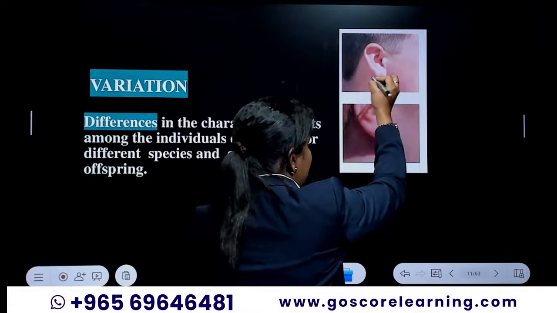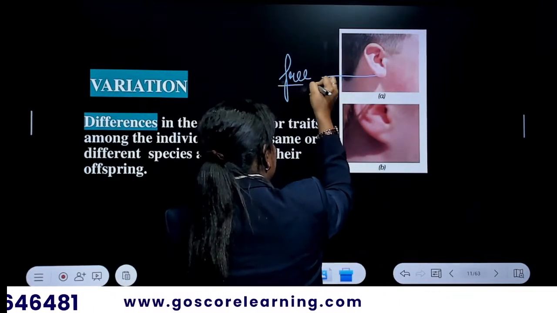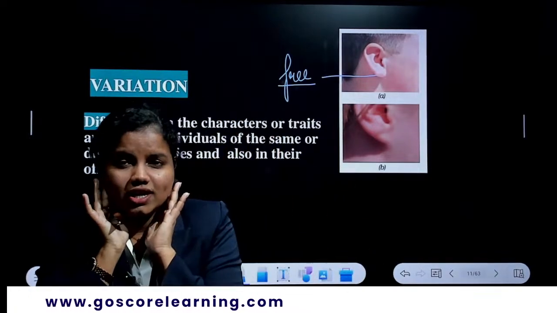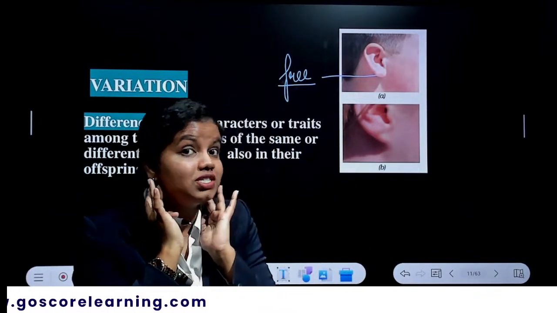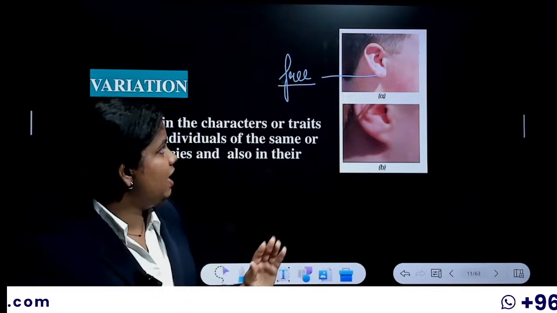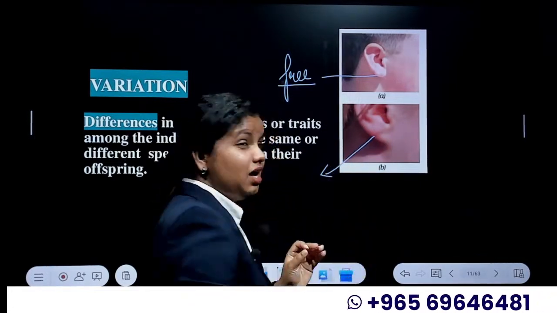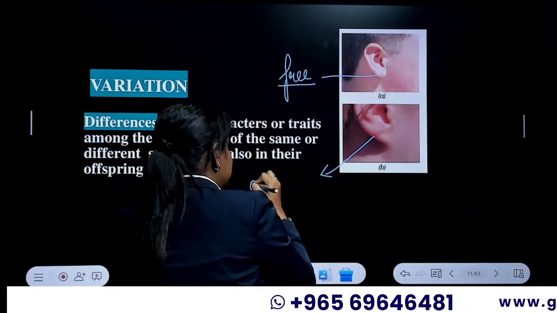First one is here. As you can see, this is a free earlobe, or it's an earlobe which is not at all attached to your skin. It is not attached to your mandibular region. And then you have an earlobe structure which is attached.